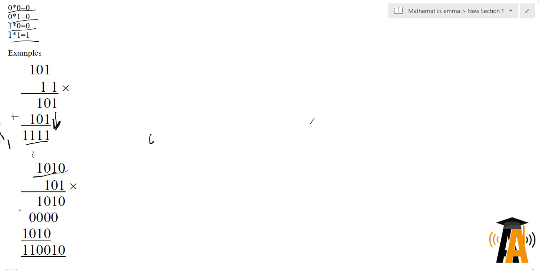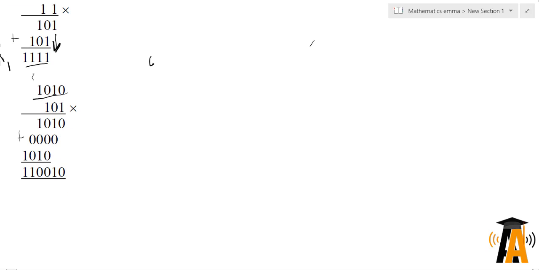So we now do the usual addition. So we add, bring down the 0. 1 plus 0 is 1. 0 plus 0 plus 0, 0. 1 plus 0 plus 1 is 10. 1 plus 0 plus 1 is 10. So we write down 0, carry 1. So 0 plus 0 is 0 plus 1 is 1. Then we drop down our 1.